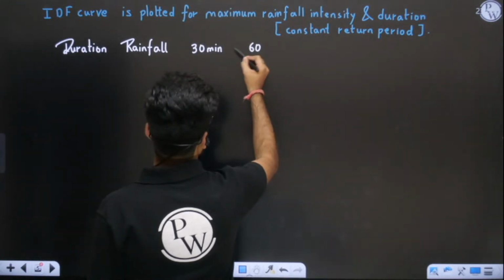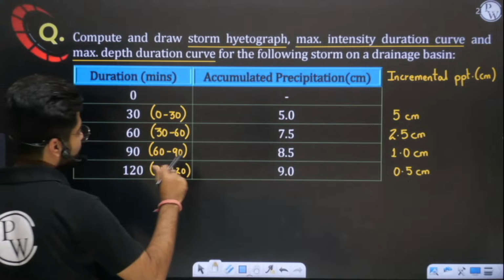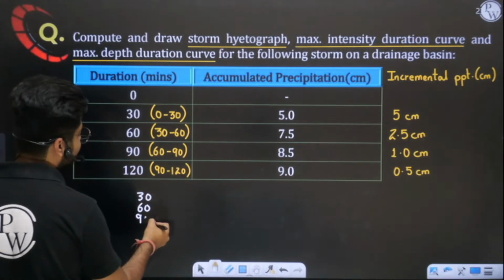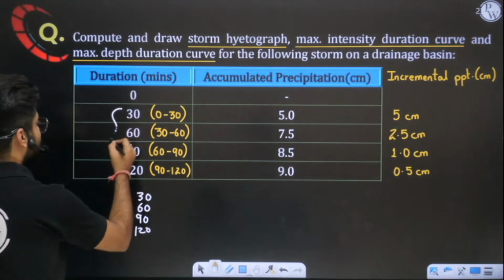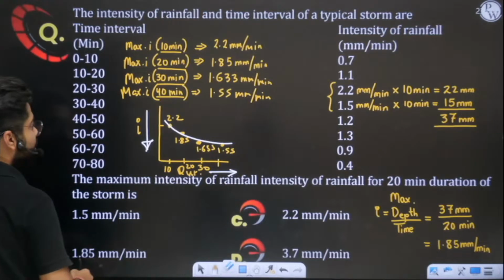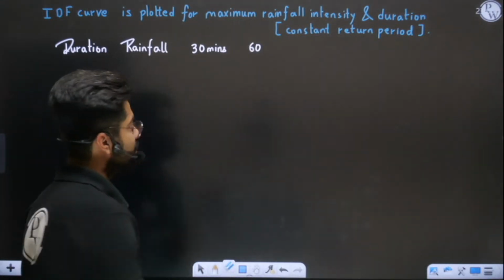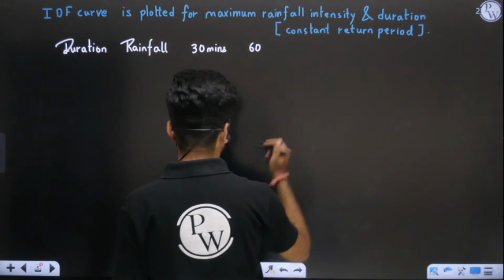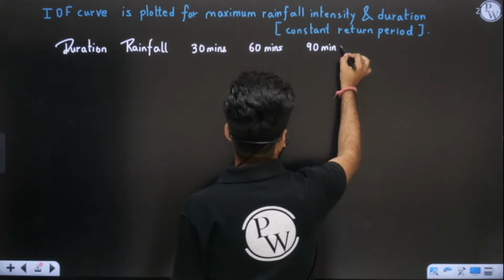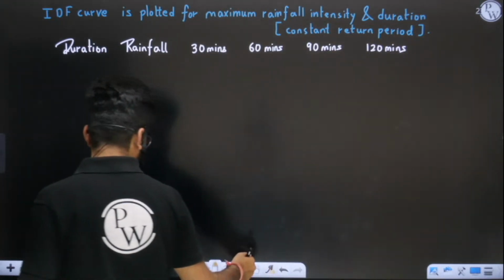then for 60 minutes. When we group, let me check, we have a total of 120 minutes. So how many groups can we form? We can have a 30 minute group, a 60 minute group, a 90 minute group, and at most a group of 120 minutes. So in total, how many durations can we have? 30 minutes, 60 minutes, 90 minutes and 120 minutes. These are all the durations for which we can draw.